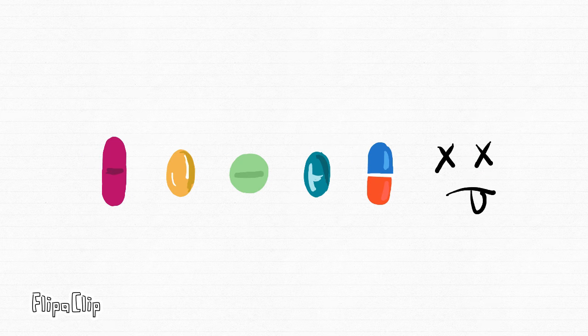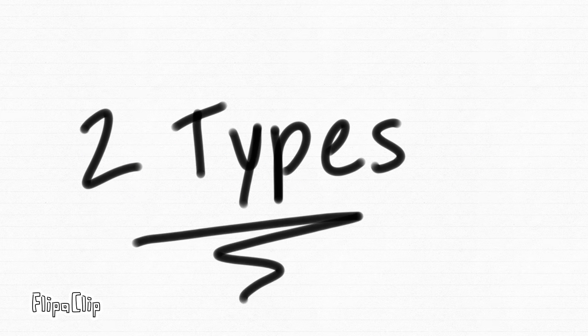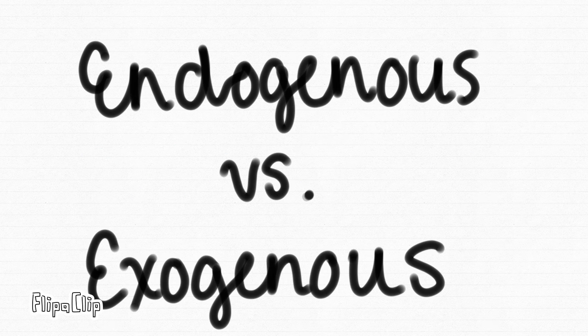Opioids are one of the most controversial drugs of modern times. This class of extreme pain relieving drug is a major public issue, but how exactly do they work? There are two types of opioids, endogenous and exogenous.